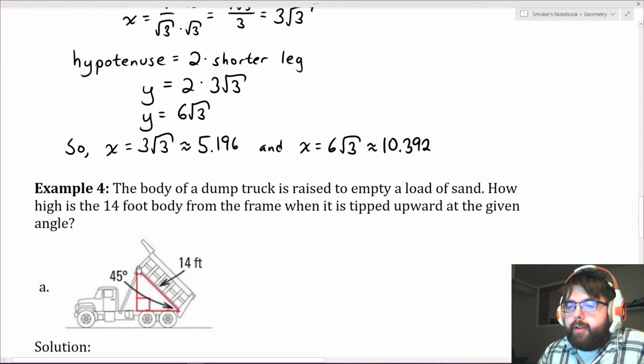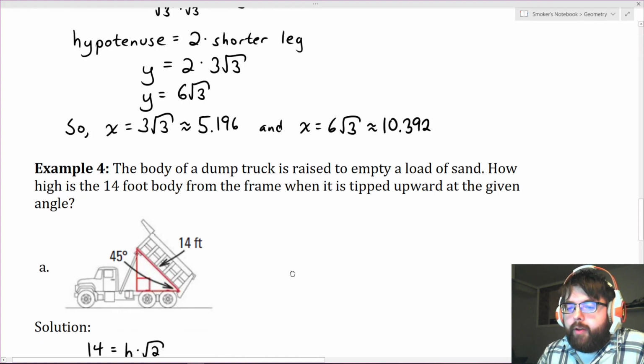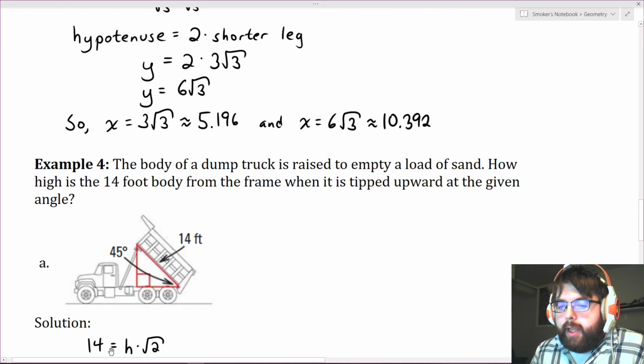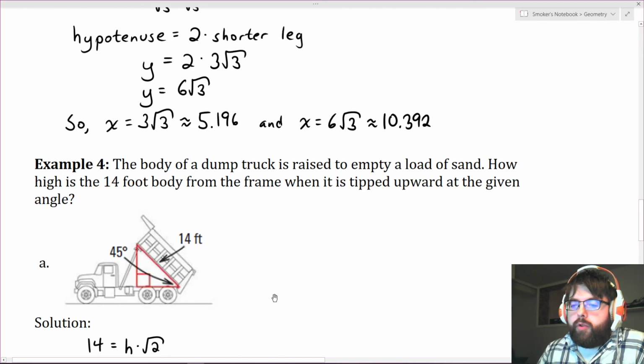And you can see here that 14 is the hypotenuse. It's opposite the right angle. Okay, so we want to use the hypotenuse equals leg times root 2 formula. The leg we're interested in is this leg that's a height. That's why I used h, but it would actually be the same measure as the base here, because in a 45-45-90 triangle, the legs are equal. So 14 is equal to the height times root 2.